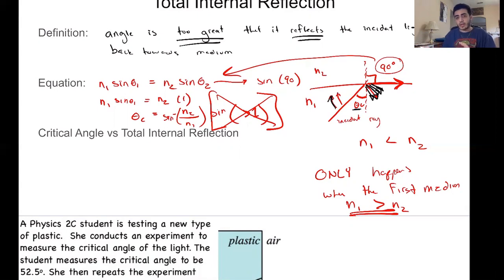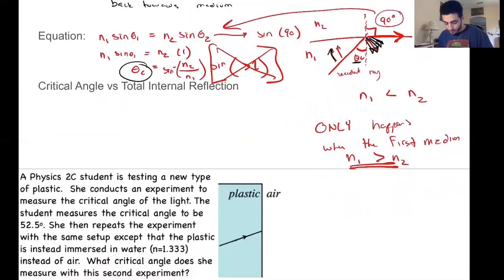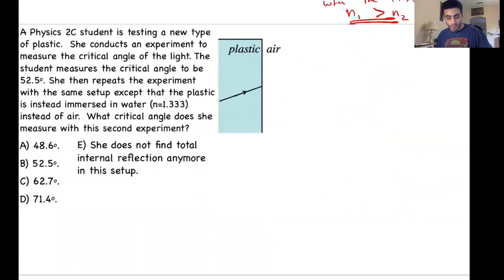So if a question asks you, when does total internal reflection happen? It is dependent on this critical angle. So we might not have a lot of time for me to go through this, but the way to solve this is to find the critical angle first.